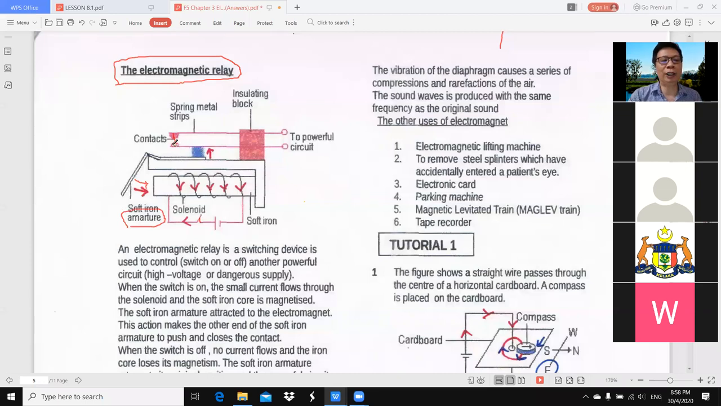When this one pushes up, you push this wire up, so the contact touches here. So the circuit is completed, and the big current starts to flow. Understand, no? Okay, I give you one example. In our car, to start the car, right?